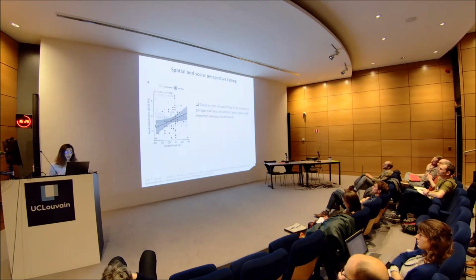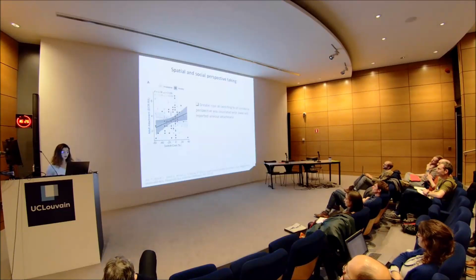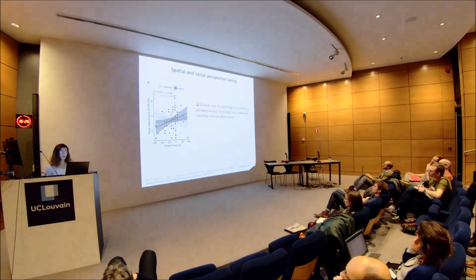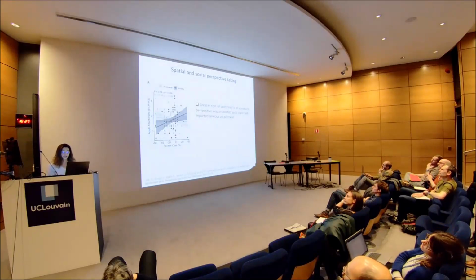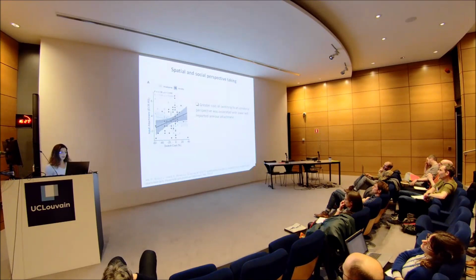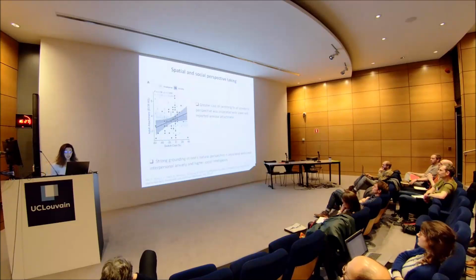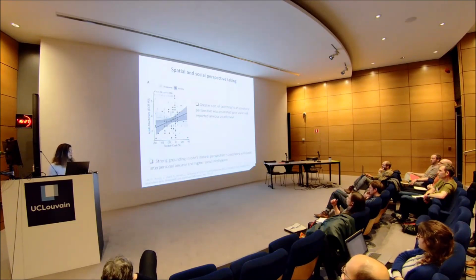Regarding attachment style, greater cost of switching to a natural perspective was associated with lower self-reported anxious attachment. And in fact, as the majority of the participants adopted a self-centered perspective in the session, this can suggest that higher levels of attachment anxiety may bias participants to more frequently adopt others' perspective, possibly reflecting their need to take into account how others perceive them. So in summary, a strong grounding in one's natural perspective is associated with lower interpersonal anxiety and higher social intelligence.